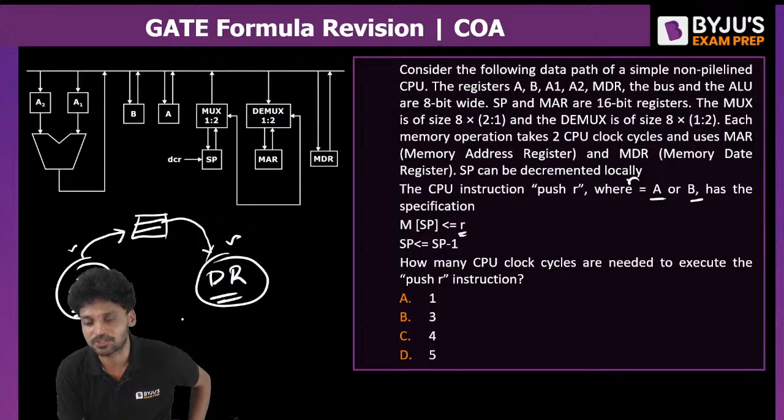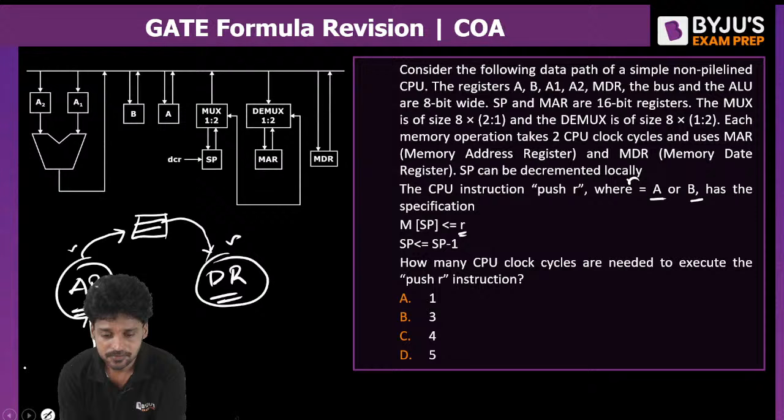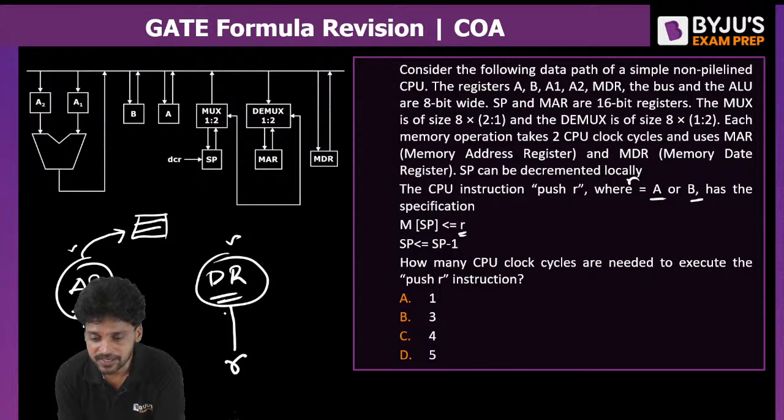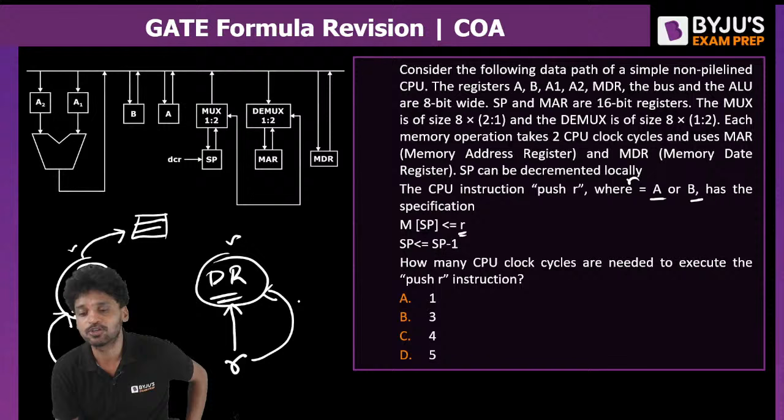Taking that address, under that location, the content will get transferred to the data register. R is getting transferred to memory of SP. Sorry, just a small correction. The value of R should be transferred to the data register. That is, first of all, the address is getting transferred from the stack pointer to the address register. The data that gets transferred to the main memory, first of all, will get transferred to the data register. So initially, to make this memory transfer, the stack pointer should be transferred to the address register, and the value of R should be transferred to the data register.